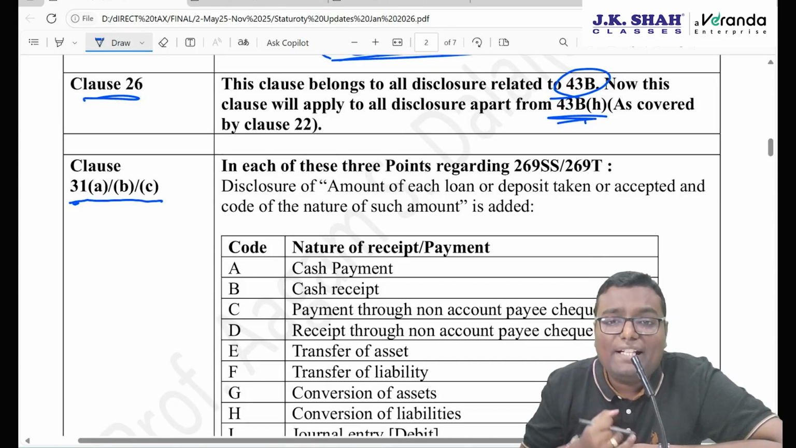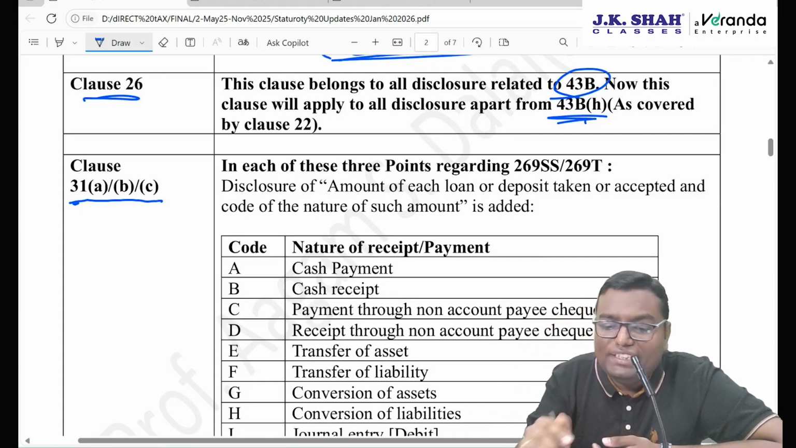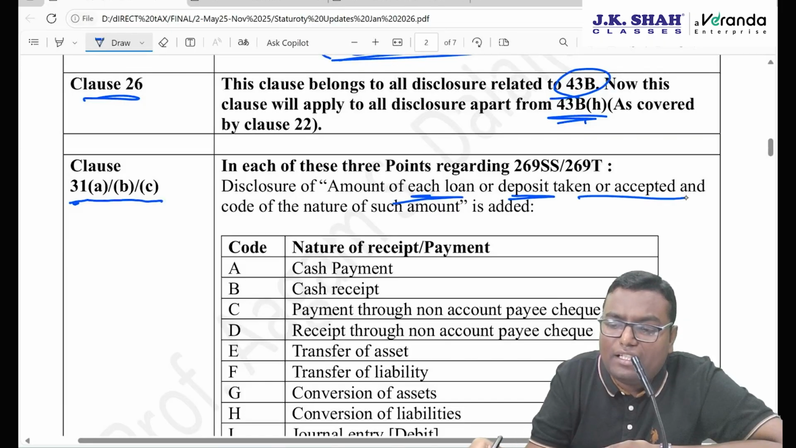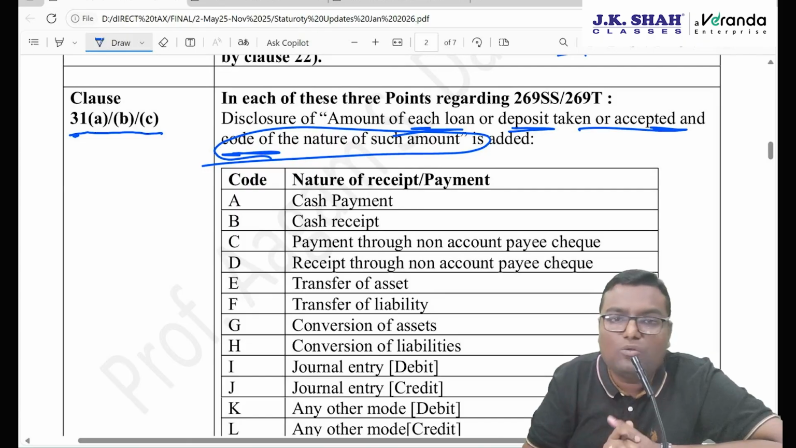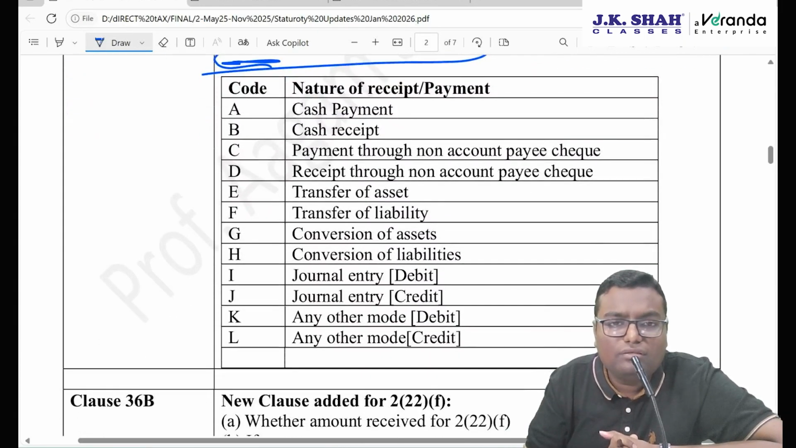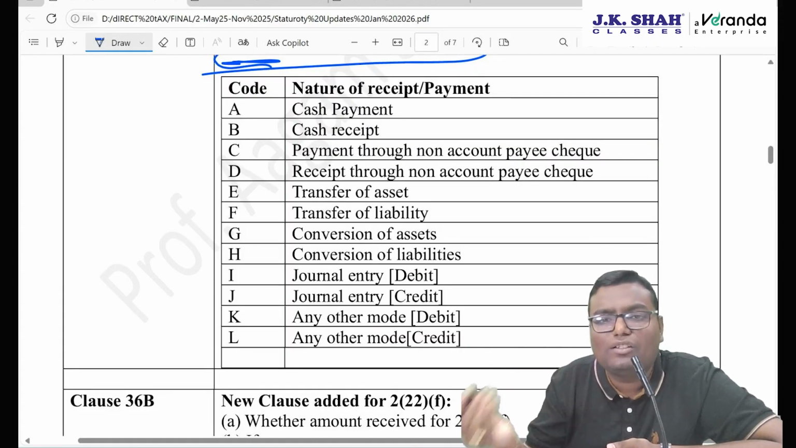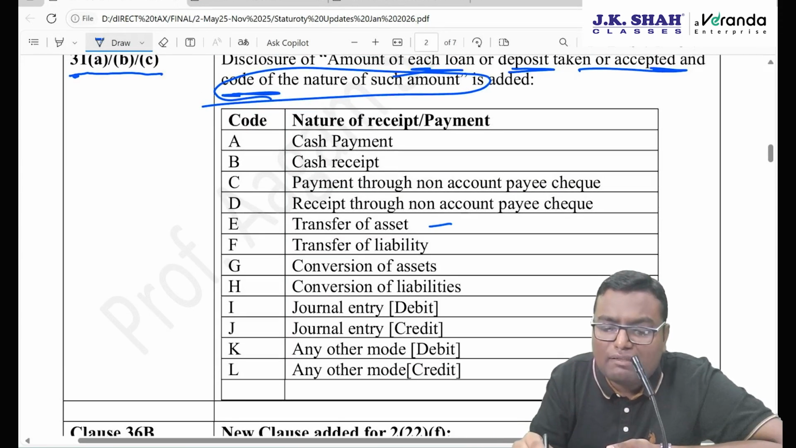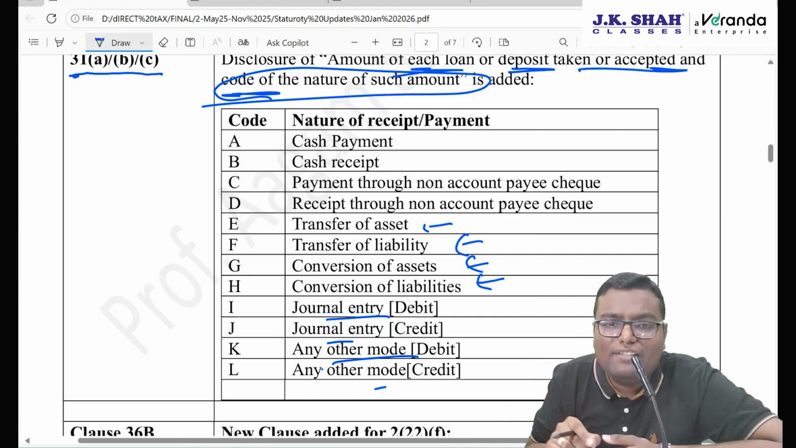Now in this they have added some detailed disclosures. For each and every loan or deposit taken or accepted, now you have to mention the code of the nature of the amount. The code is to be mentioned. The code number is defined A to L: cash payment, cash receipt, non-account payee cheque, non-account payee cheque receipt, transfer of asset, transfer of liability, conversion, journal entries, any other mode. So you have to select a code for each and every loan repayment and each and every loan acceptance.